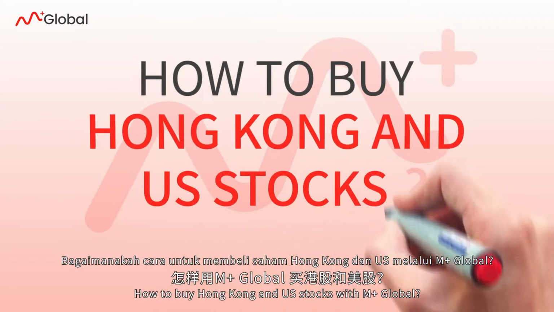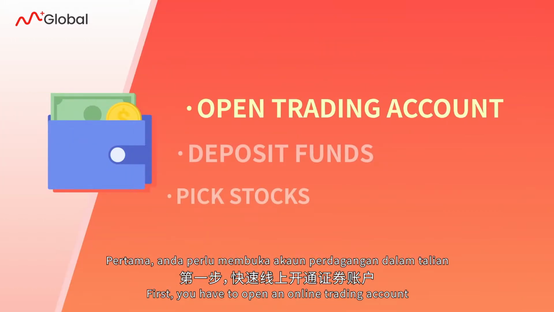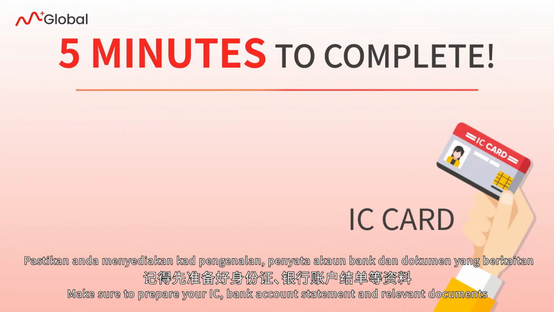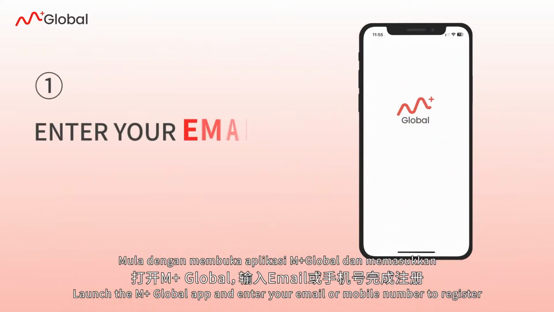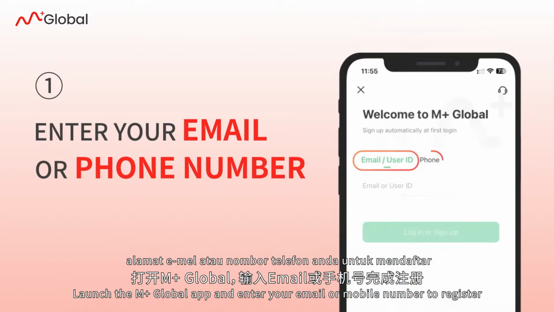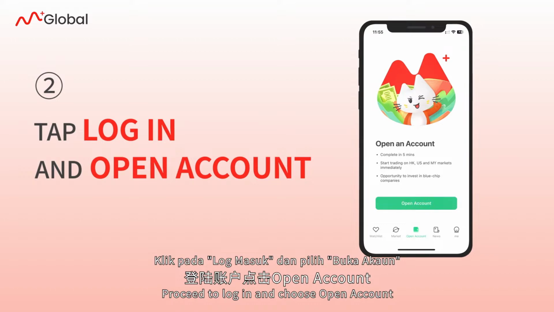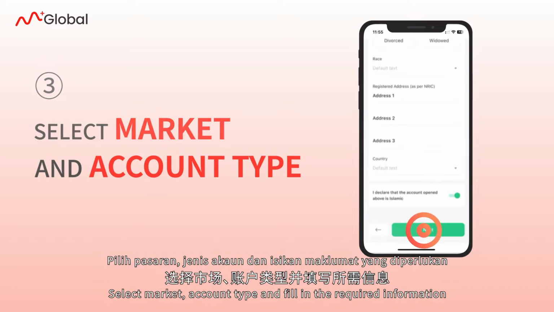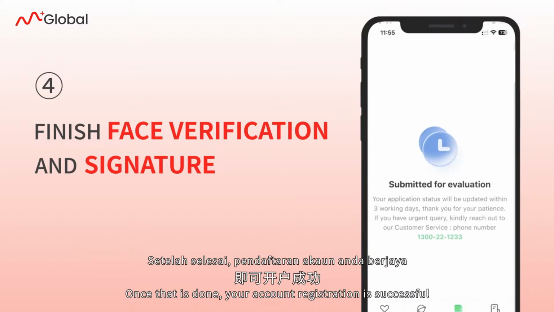How to buy Hong Kong and US stocks with M Plus Global. First, you have to open an online trading account. It only takes 5 minutes to complete. Make sure to prepare your IC, bank account statement, and relevant documents. Launch the M Plus Global app and enter your email or mobile number to register. Proceed to log in and choose Open Account. Select Market, Account Type, and fill in the required information. Then proceed to face verification and input your signature. Once that is done, your account registration is successful.